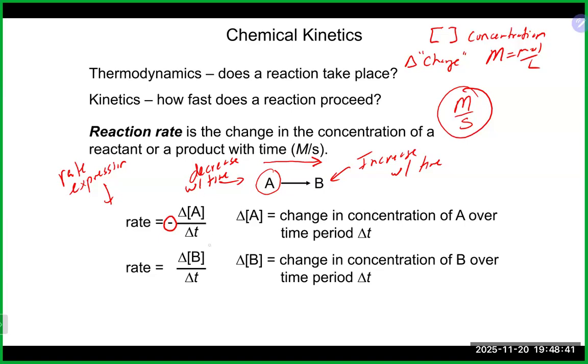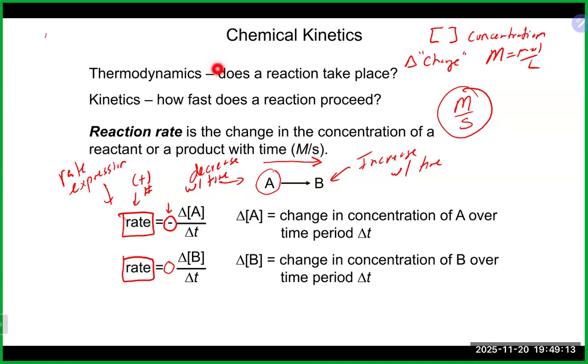So for our products, because it's increasing with time, we have the change in the concentration of B over the change in time. We actually do not have a negative there because it's increasing with time. The reason the negative is here is because when you calculate the rate of a reaction, or the average rate of a reaction, it should end up being a positive number. So the rate that you calculate should end up being a positive number. So why do we need the negative with our reactants?